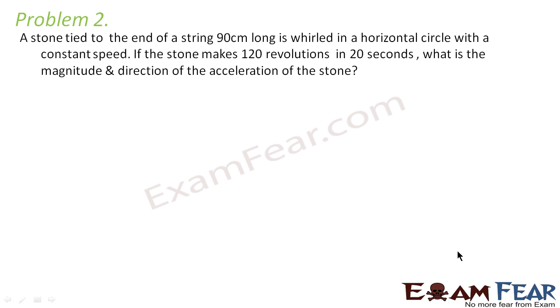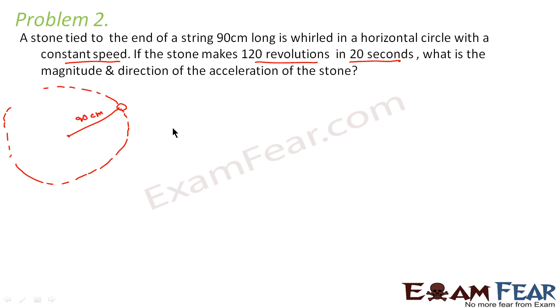Okay, so now let us go ahead and look at the next problem. It says a stone tied to the end of a string 90 centimeter long is whirled in a horizontal circle with a constant speed. If the stone makes 120 revolutions in 20 seconds, what is the magnitude and direction of the acceleration of the stone? So here also we have a string which is 90 centimeter long and we have a stone attached to it. Now it is again whirled in a circular path, somewhat like this.